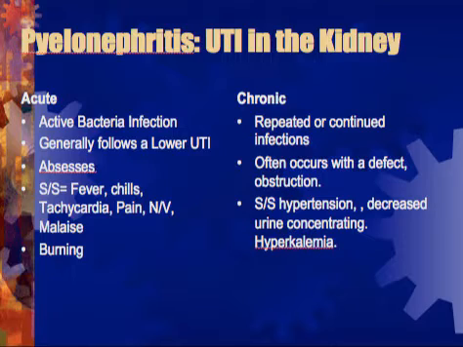In chronic pyelonephritis, which is an upper UTI, repeated or continued infection usually causes it. It often sometimes occurs with a defect in the kidney itself or an obstruction. Folks might also have signs and symptoms of hypertension because you're talking about kidney damage after having this for a while and ongoing, and how the kidneys decrease in size and lose function, decrease urine concentrating, and high potassium.